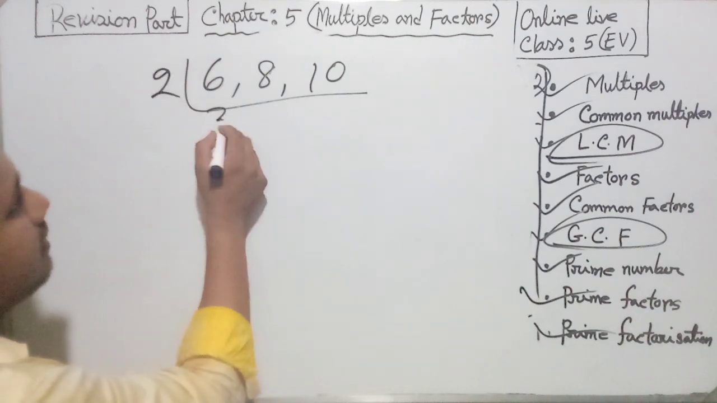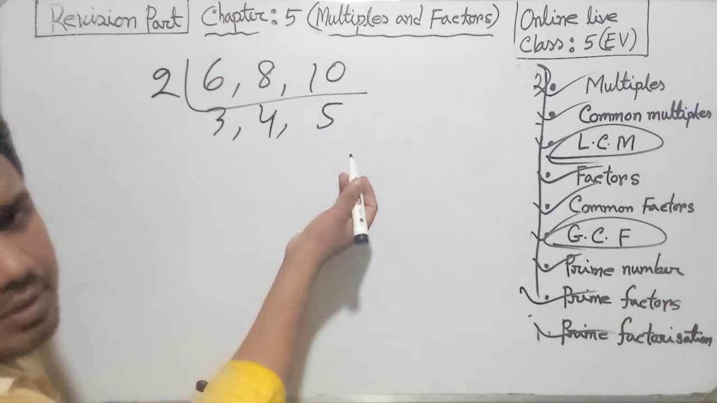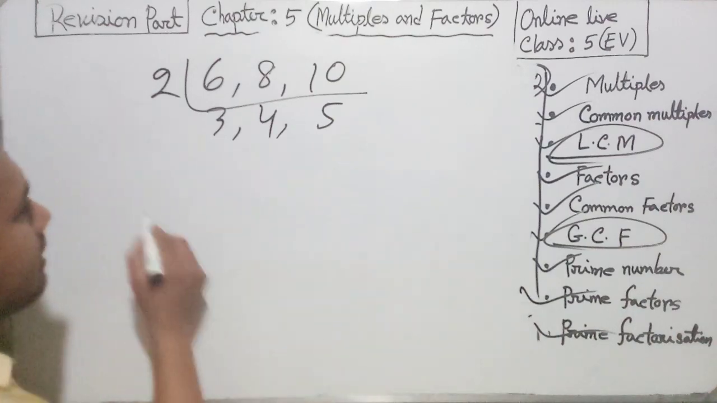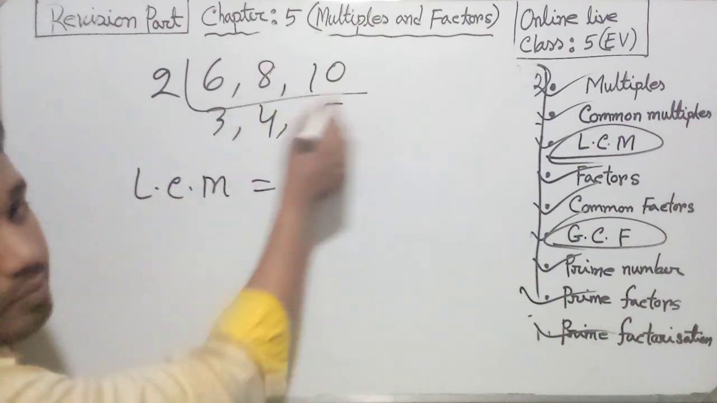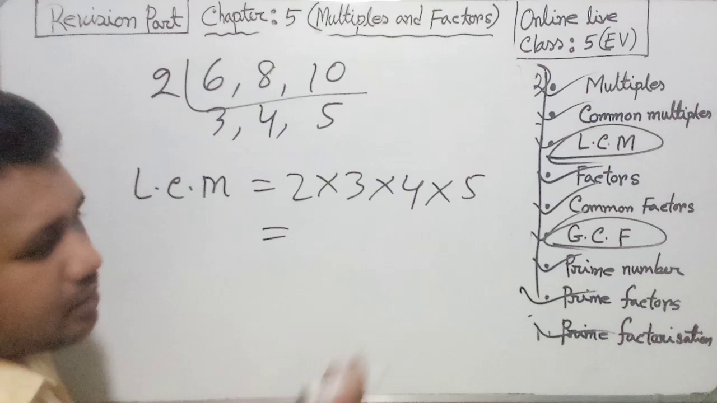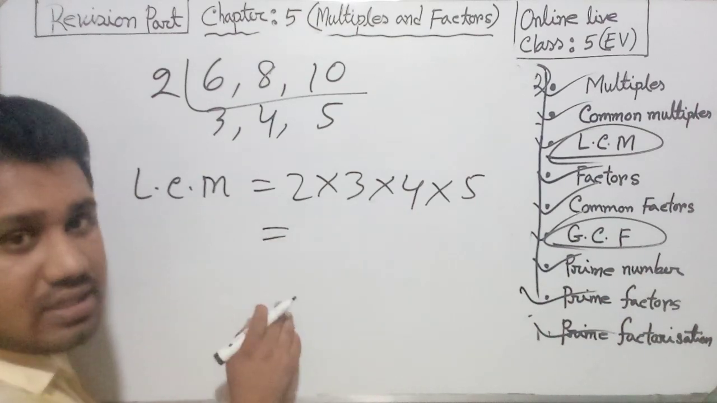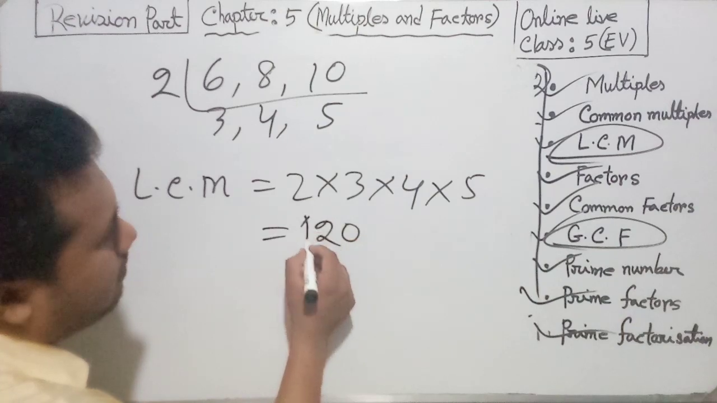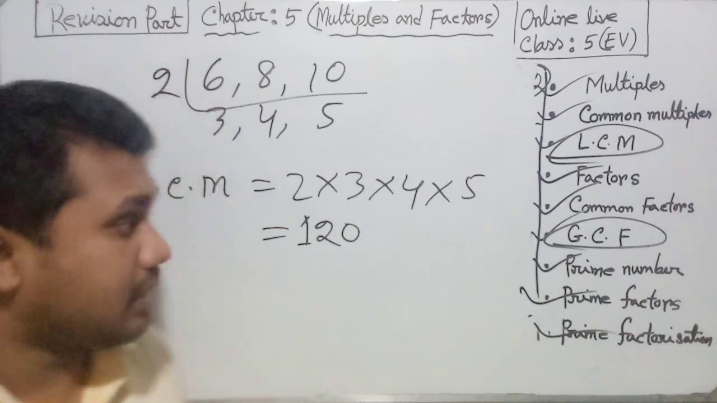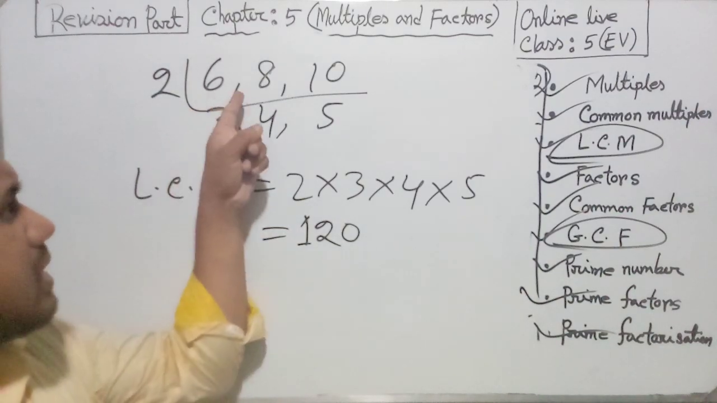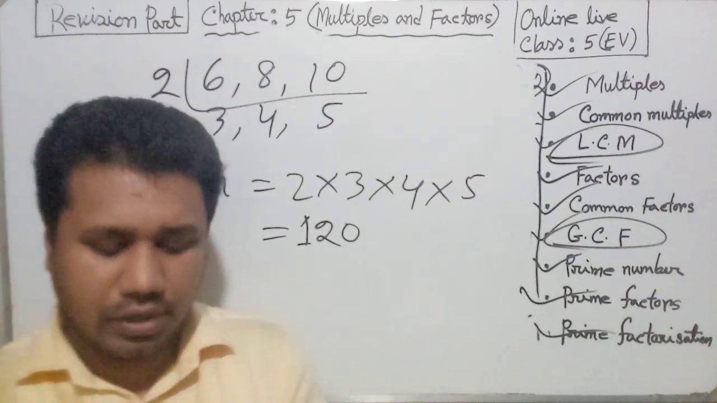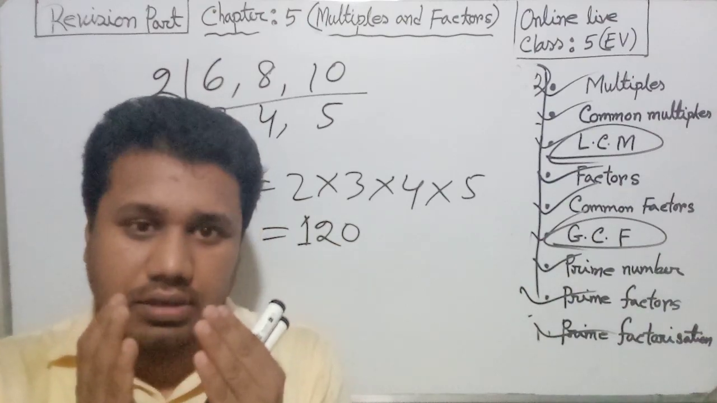Suppose 2: all the numbers are divisible, at least 2 is enough. Now 3, 4, 5: no number is divisible. So we can say the LCM is the product of 2, 3, 4, 5. Now if we multiply, 4 times 5 is 20, 20 times 3 is 60, and 60 times 2 is 120. So dear students, what will be our answer? 120. This is our LCM of 6, 8 and 10. This is the Euclid process, a very smart and short process.